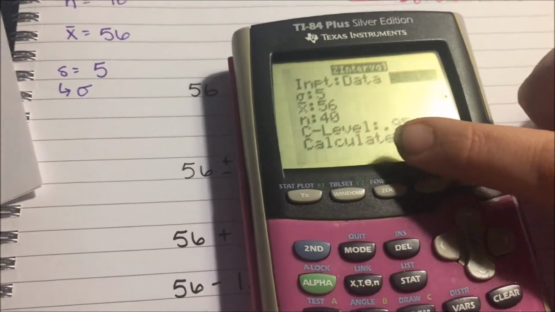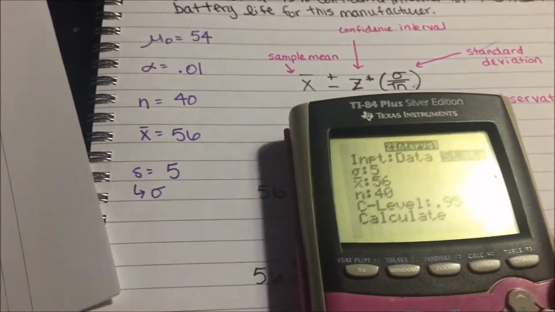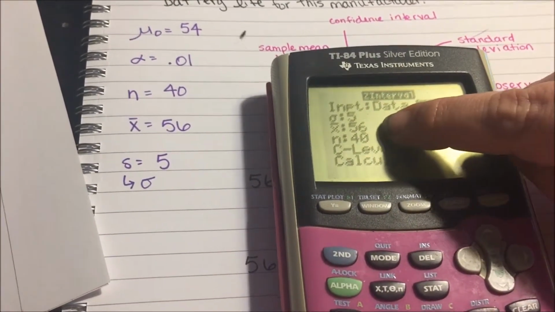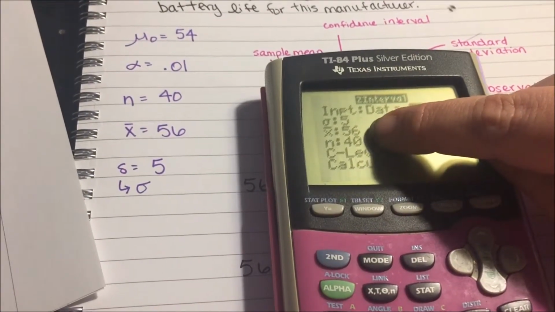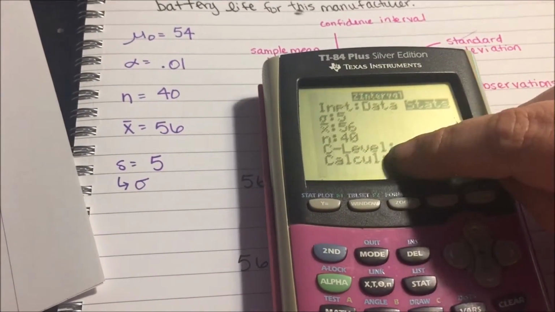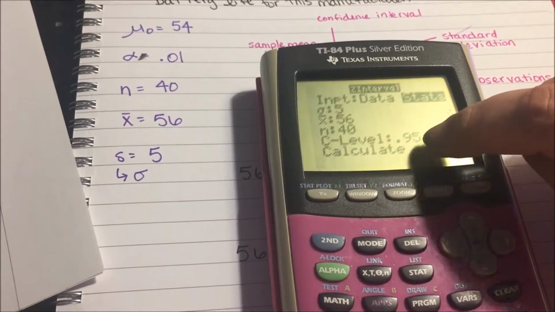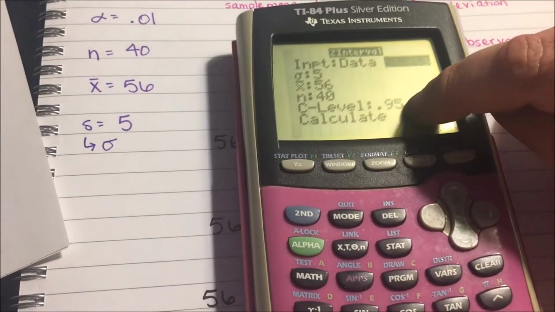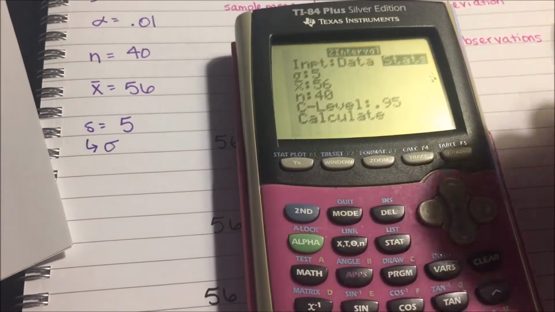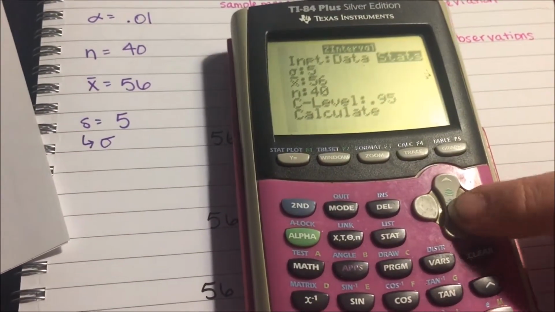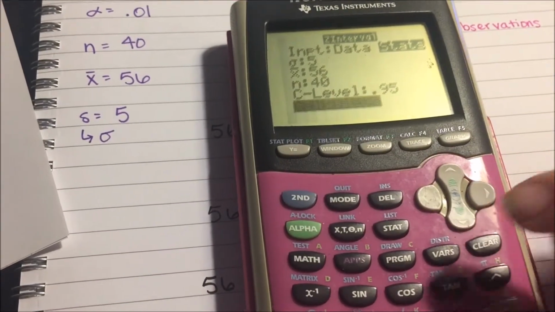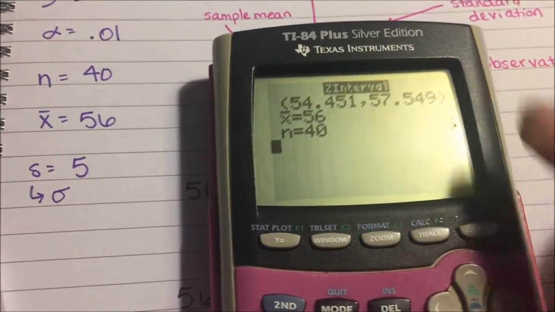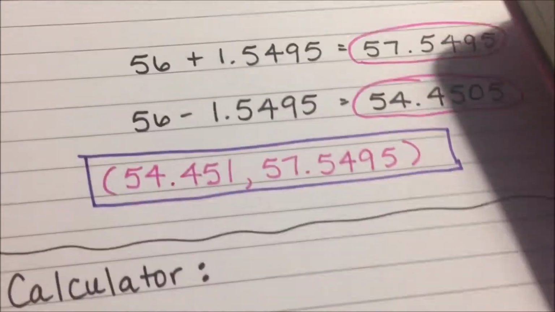And then we input our information, which it saved from when I did it. So our sigma is 5, our x bar is 56, our n is 40, and our confidence level, we want it to be 95%, and it doesn't understand percent, so we've got to make it a decimal. You just move the decimal 2 places over, so 0.95 is our C level, and go down to calculate, and it gives us the same answer that we got right here.